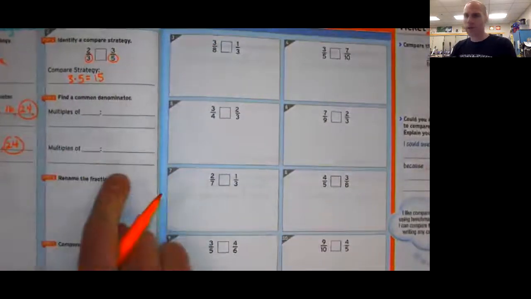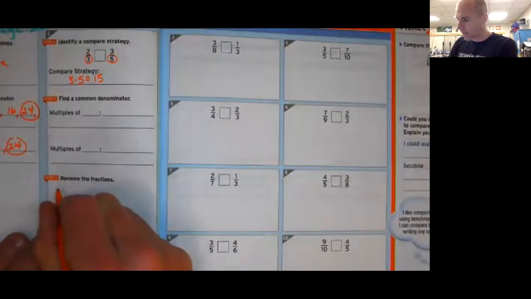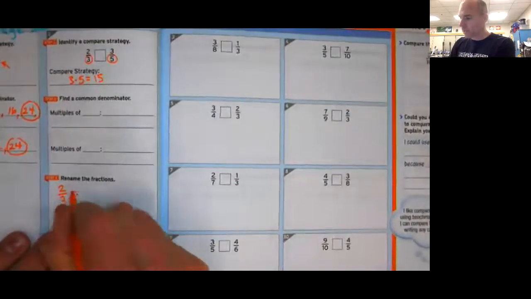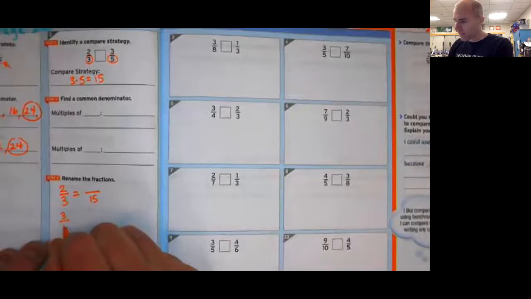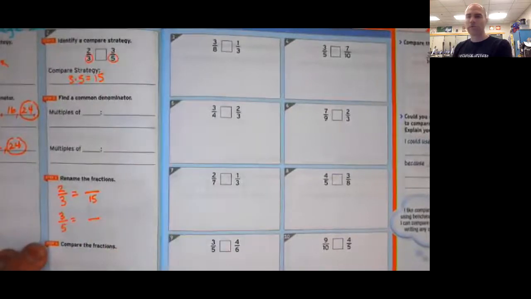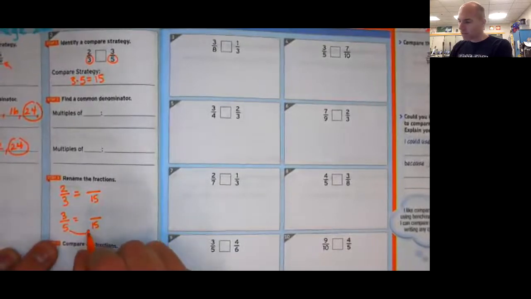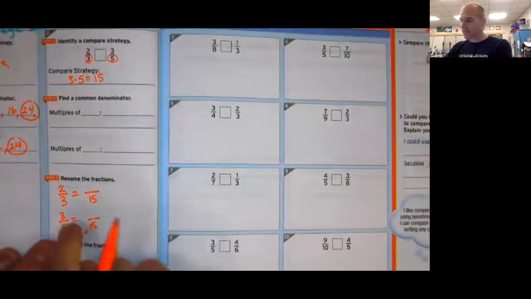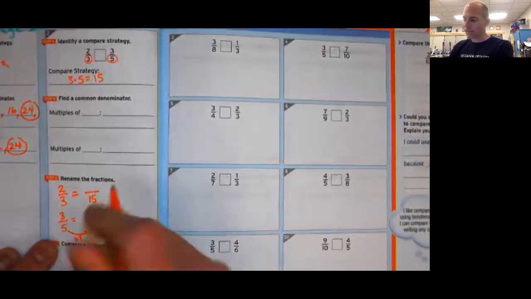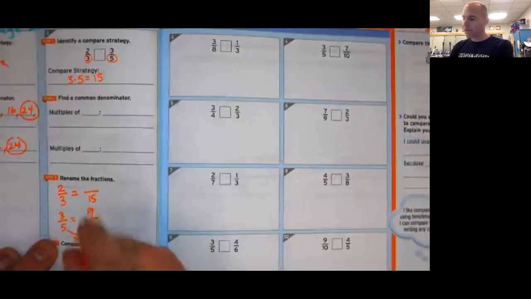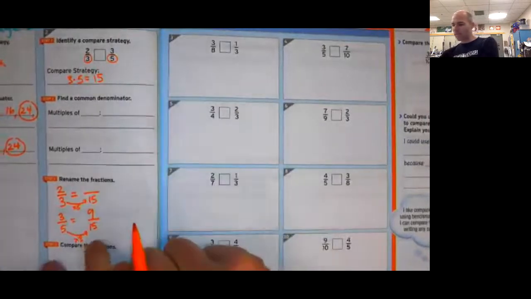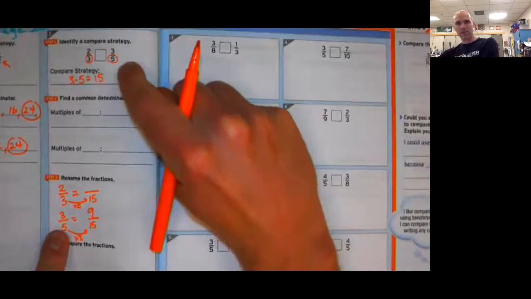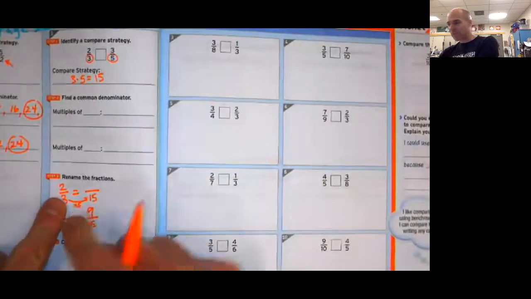We could do the multiples thing if we wanted to, but instead, let's just come straight down here and go 2/3 is equal to something over 15, and 3/5 is equal to something over 15. To go from 5 to 15, I'm multiplying by 3. So that means I've got to take this 3 right here and multiply it by 3 as well, and I get 9. And then to go from 3 to 15, I'm multiplying by 5. Notice that I took the 5 and multiplied by 3 because I did 5 times 3, and I took the 3 and multiplied by 5 because I did 3 times 5.